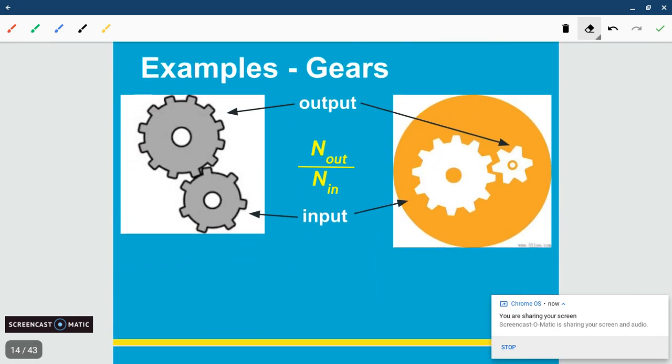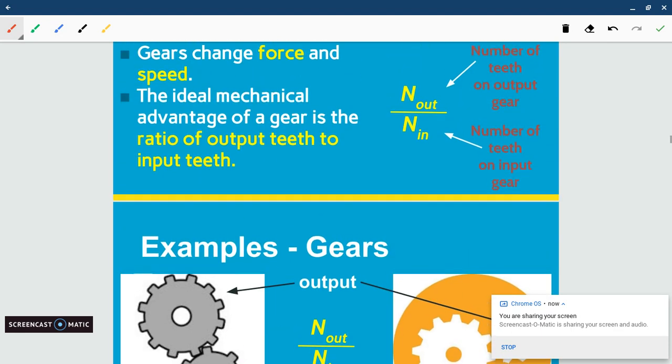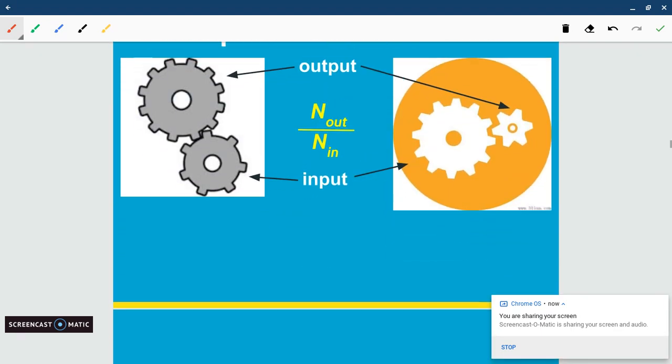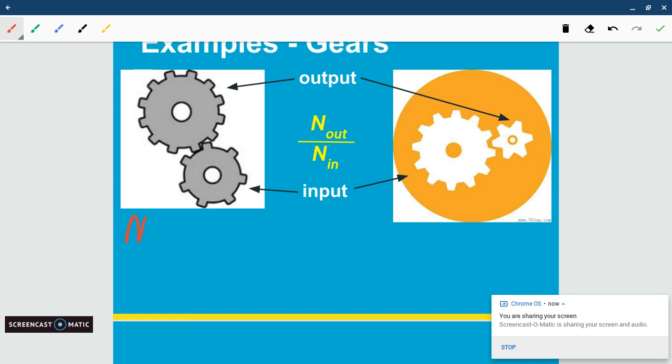So I have two examples here. And again, it is out over in. So if I have N out over N in, if this one is the output, I always mark the one that I'm counting from. So there's 1, 2, 3, 4, 5, 6, 7, 8, 9, 10, 11, 12. I have an output of 12. And I don't have to label it because it's teeth. If you wanted to put 12 teeth, you could.